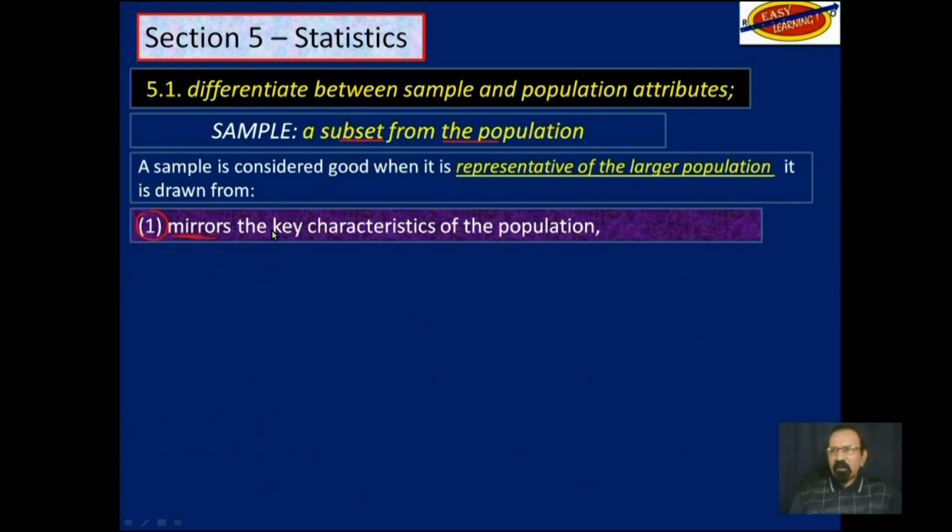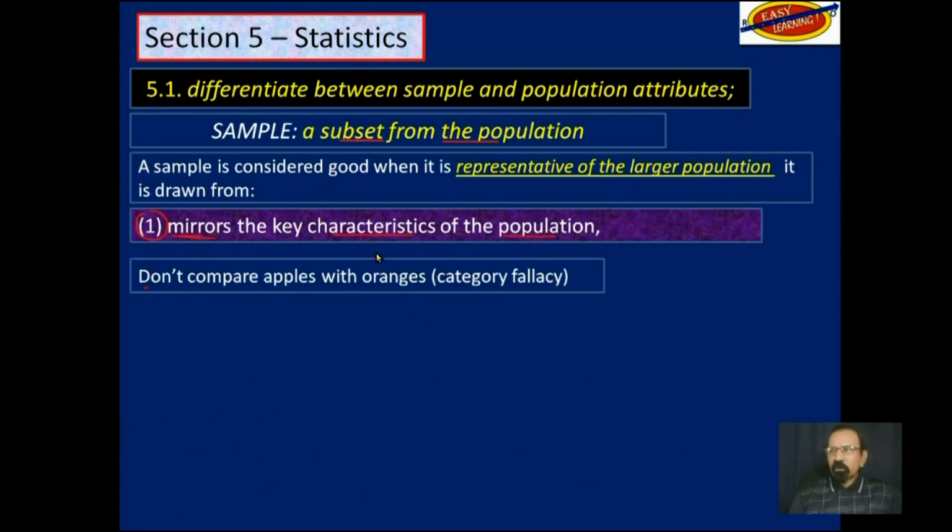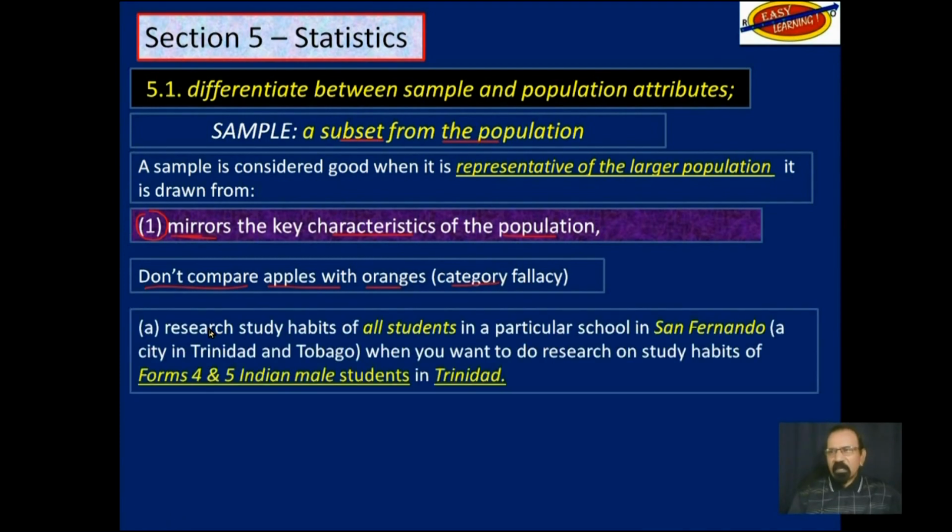One, mirrors the key characteristics of the population. So don't compare apples with oranges. That would be a category fallacy. As an example that is way out, if you want to study the study habits of, let us say, Form 4 and 5 male Indian students in Trinidad, don't do a study on all students in San Fernando, which is a city in Trinidad and Tobago. Your result from that study will not be applicable to this one. That's a way out example, of course.